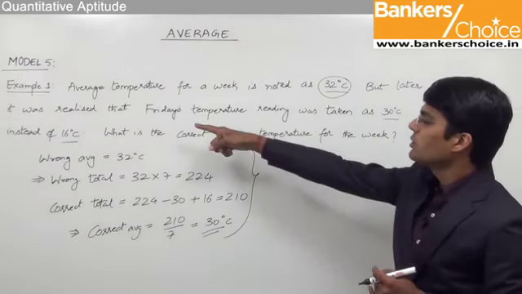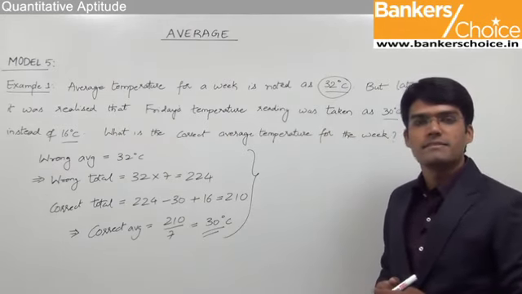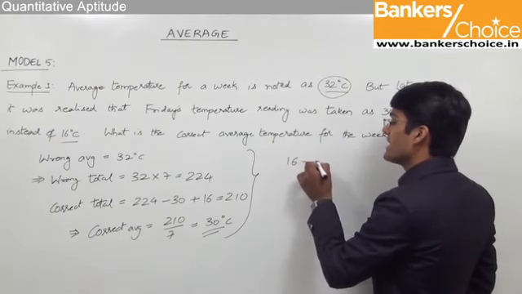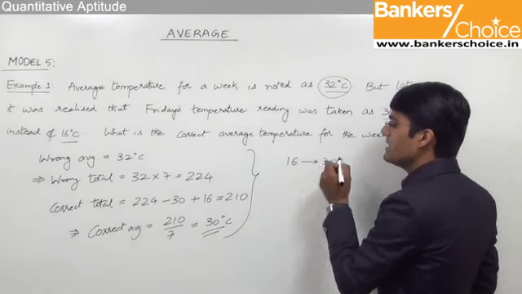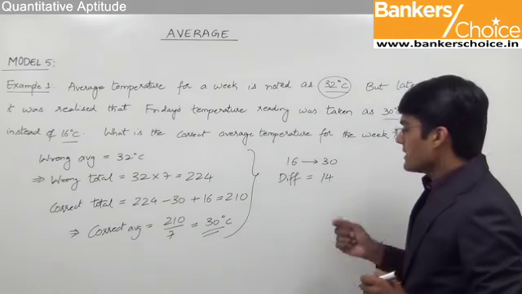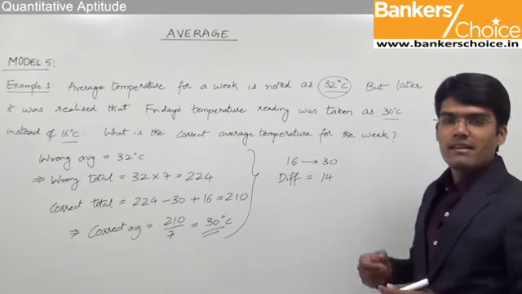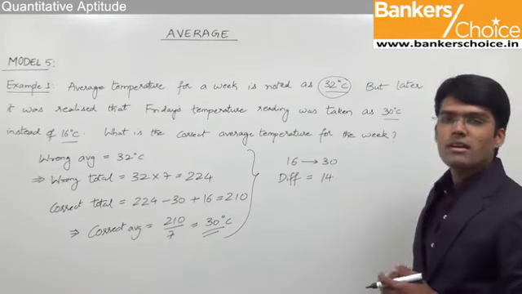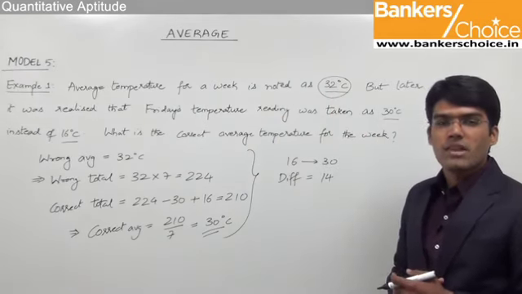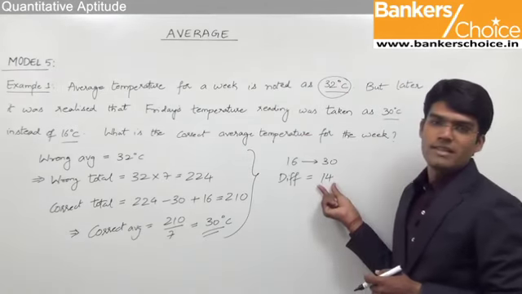From the given question, we know that Friday's temperature reading was taken as 30 degrees instead of 16 degrees. So very clearly, Friday's actual temperature is 16, but it was taken as 30 degrees. The difference between these two values is 14 degrees. That means while calculating the average, 14 degrees was added extra in the total. That is the reason we have got a wrong average, and this wrong average is higher than the correct average. So to find the correct average, we need to decrease the overall temperature by 14 degrees.